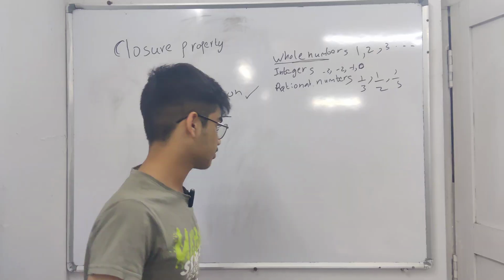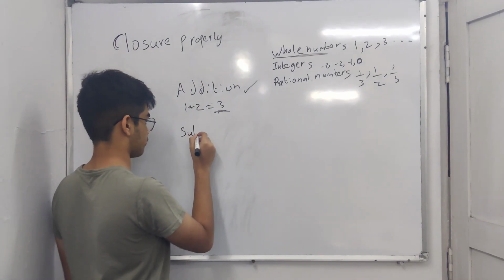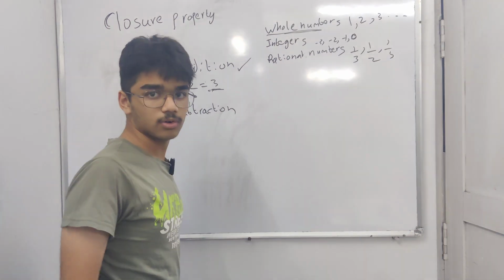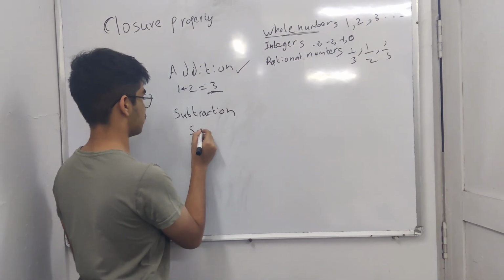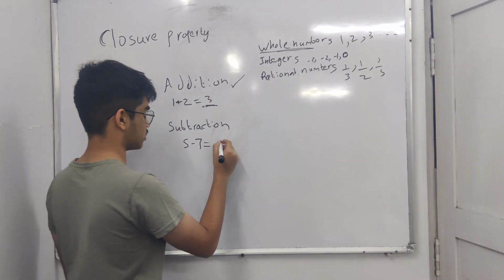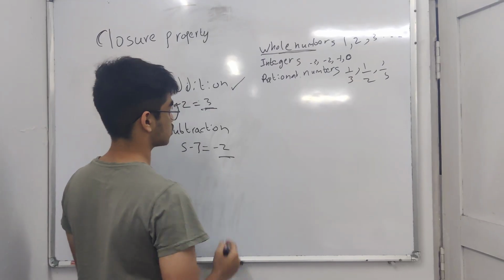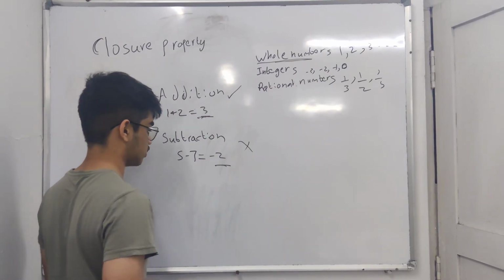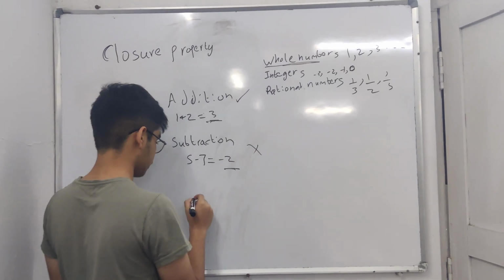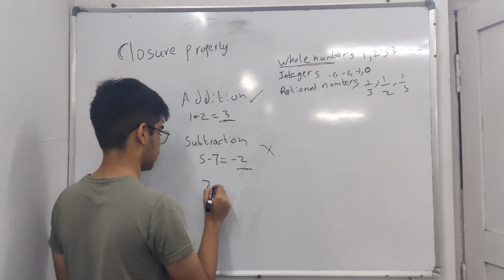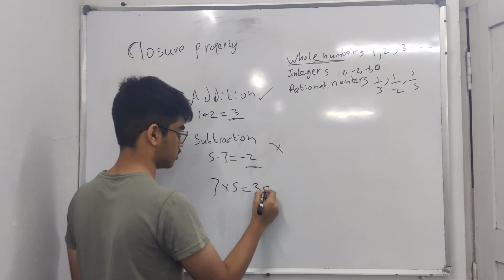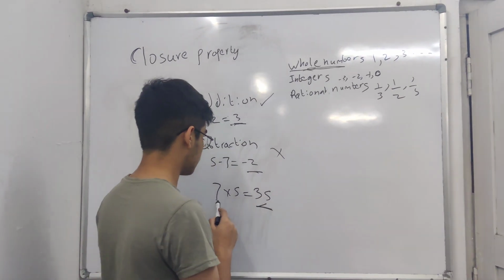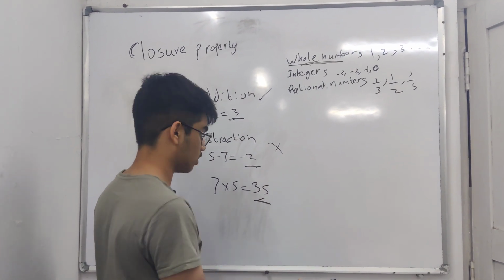Now we look at something like subtraction. For this example, we'll take the numbers 5 minus 7 is equal to -2. -2 is an integer, so it doesn't come under closure property. So this does not. Now we'll take multiplication. So like this, we'll take 7 into 5. 7 into 5 is just 35. So here it's a whole number. As you can see here, I multiplied two whole numbers and I got a whole number.